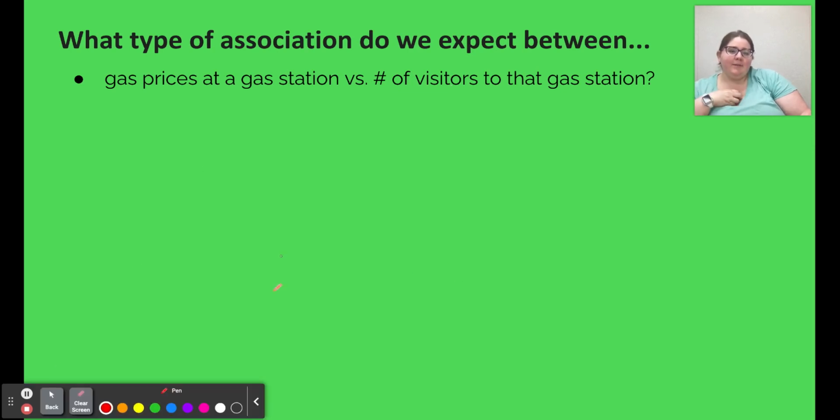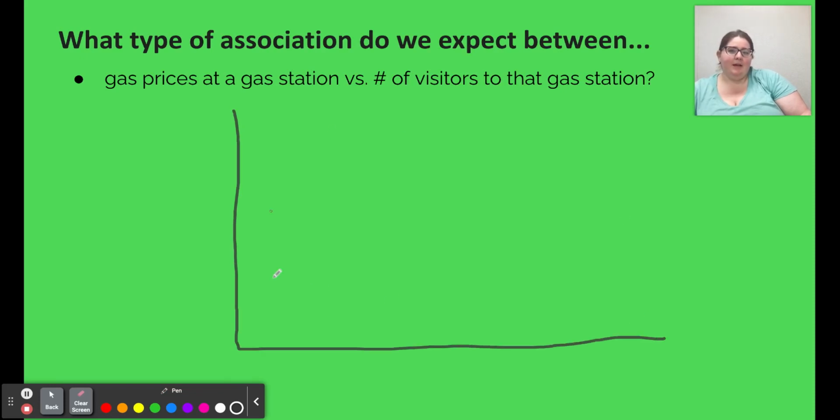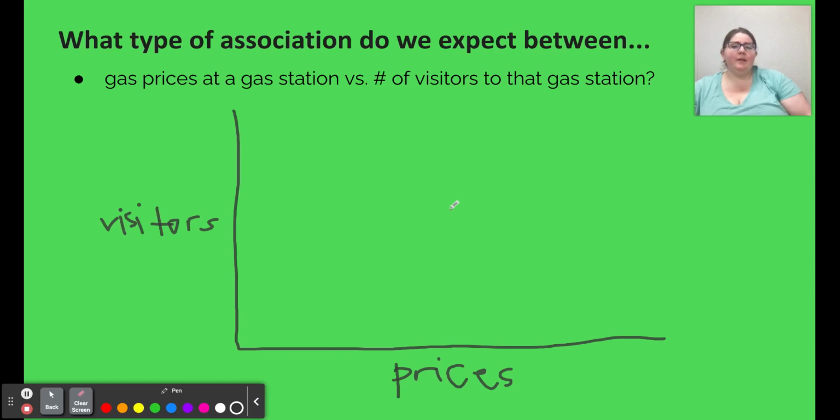When I think about these types of questions, I tend to draw, even if it's just in my mind, a little graph. I'm going to say this is the prices, and this is the visitors. Then I think, okay, if the gas prices are really low, comparatively, would we expect a low, medium, or high number of visitors? Probably if gas prices are super low, especially compared to the gas stations around it, I'm expecting a lot of visitors, right? Maybe it's a weird day and it's raining, so maybe not as many. But generally speaking, probably a higher number of visitors.